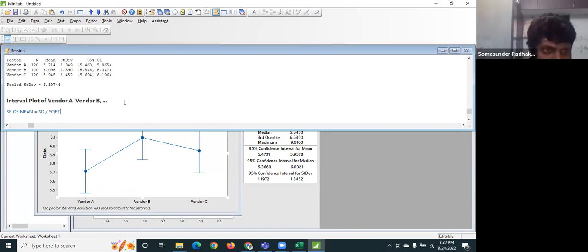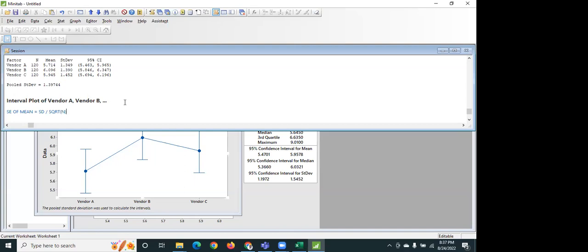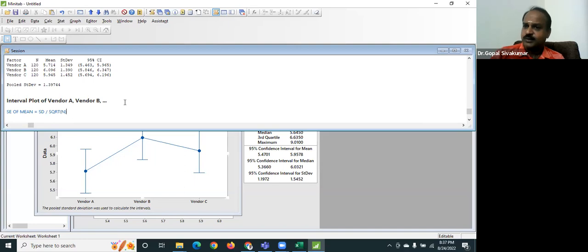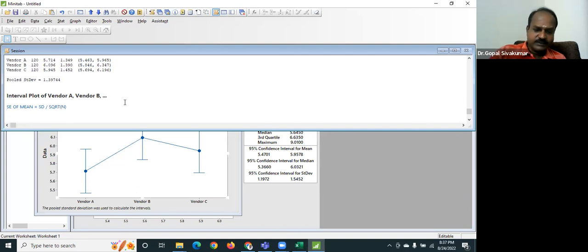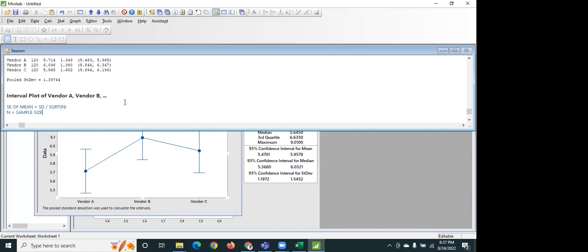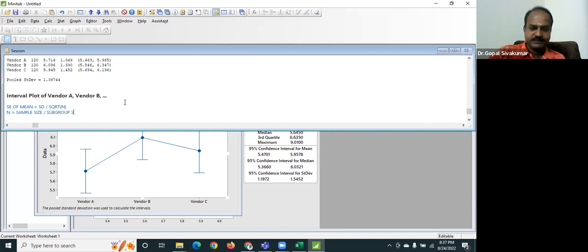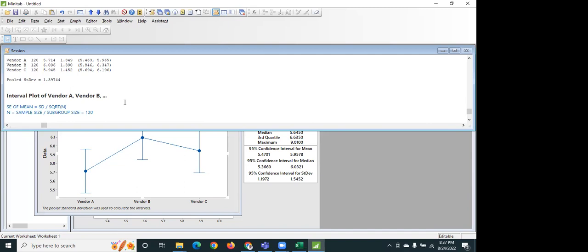What is this SE of mean? Basically, sir, standard deviation divided by square root of sample size helps to locate the confidence limit. Right. Very good. SE of mean is required to locate the confidence limit. And the formula for standard error of mean is standard deviation divided by square root of n. What is n? Your sample size. The right word is subgroup size. How many samples in our case? 120. We took 120 data, right?